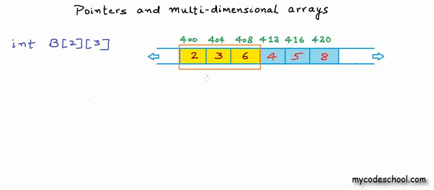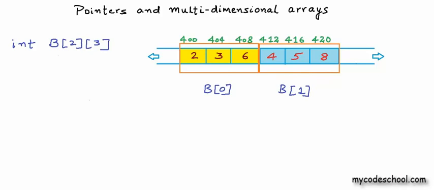Overall, this first block of 12 bytes that contains these 3 integers 2, 3 and 6, which I'm showing in yellow here, is my first one-dimensional array that I can call B0, and this next block of 12 bytes is my second one-dimensional array of 3 integers that I can call B1. So we have two one-dimensional arrays in our collection, two collections of 3 integers each, and everything is organized in one contiguous block of memory.